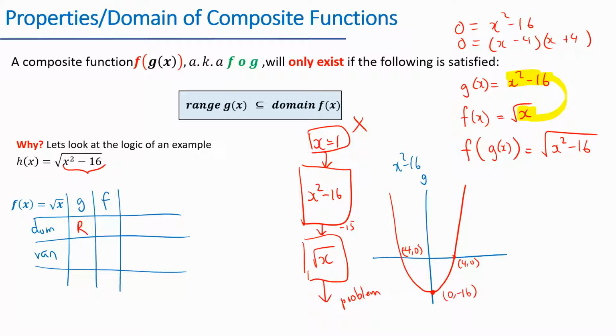Yeah? So, next part. I know that R is my domain for G. What is my range for G looking at this graph here? What's the range?